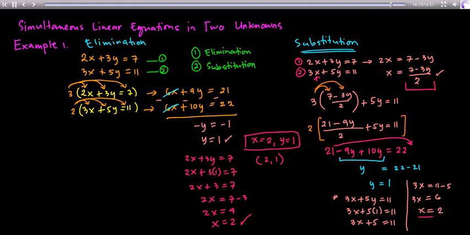And there we go. So the value of y, we're having y is equal to 1 and x is equal to 2. Or we're having (2, 1) as their intersection. That's the coordinate.